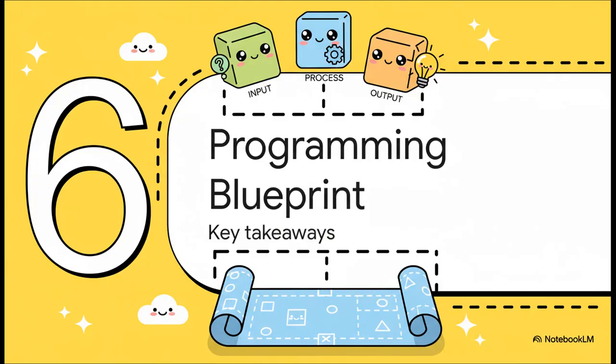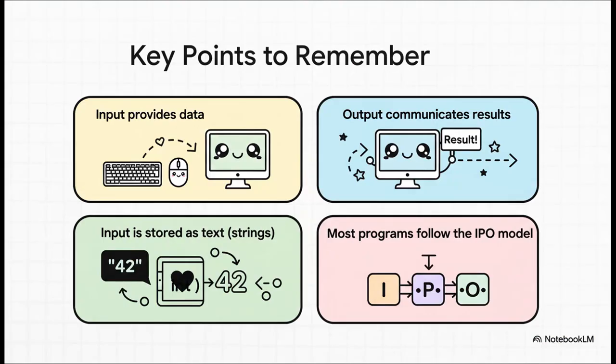Okay, let's zoom out and lock in the most important points from all of this. Think of these as your personal blueprint for looking at and understanding pretty much any program you ever come across. So let's just nail down the 4 big takeaways. 1, input is how we feed data to a program. 2, output is how the program talks back to us. 3, and don't you forget it, that input almost always comes in as plain text, a string, and you usually have to convert it.